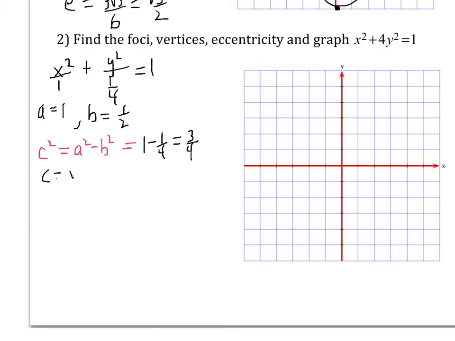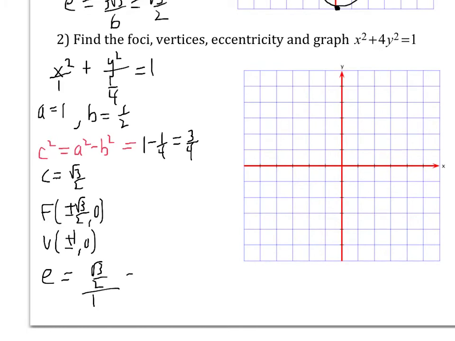So c equals radical 3 over 2. So then the foci would be at, remember we're talking about horizontal foci now, plus or minus radical 3 over 2, 0. The vertices would be at plus or minus 1, 0. And the eccentricity is equal to c over a, radical 3 over 2 over 1, which is just radical 3 over 2. And the graph, since these are so close together, let me make every 4 units 1.